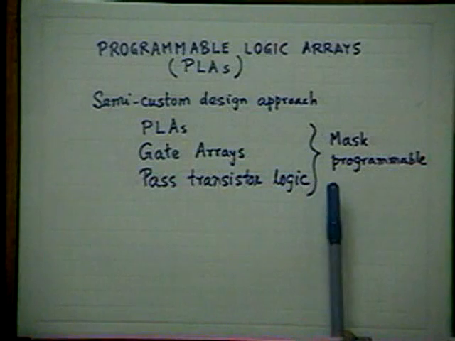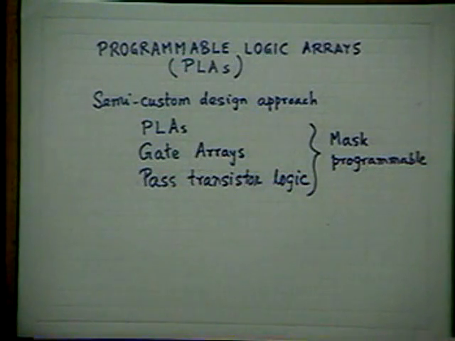They will convert it into masks. And these masks will be used ultimately to etch the windows, the contact holes, and ultimately to etch the metal pattern for realizing the circuit. Okay, this is what is known as mask programmable. This programmability is in the manufacturing stage.